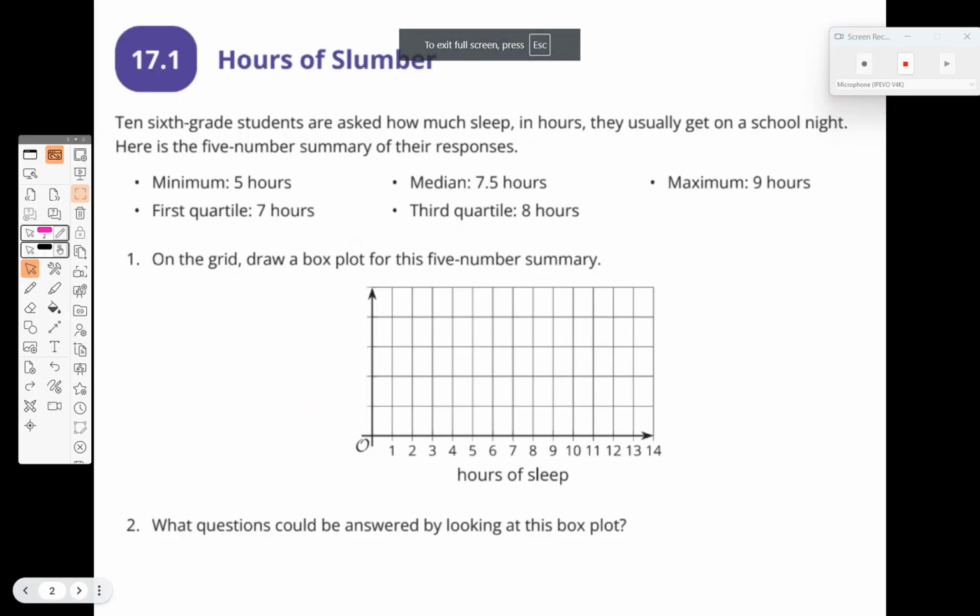So, 10 6th grade students were asked how much sleep in hours they usually get on a school night. Here's the 5-number summary of their responses, and we are going to go ahead and draw out their box plot. They've already done the putting the numbers in order and figuring out each of those values. Now that you have them, how do you draw them? What's the first thing you want to start with?